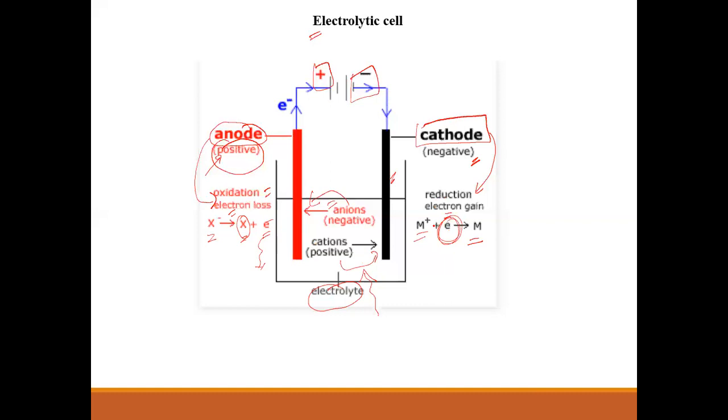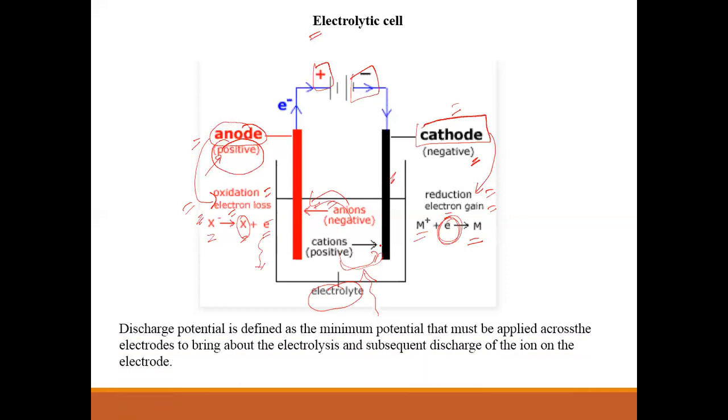So whenever we want to discuss the electrolytic cell, remember one thing. First, the anode is positive and the cathode is negative. At the anode, oxidation takes place, meaning loss of electrons. At the cathode, reduction takes place, meaning gain of electrons. Okay, negative ions will move towards the anode and positive ions will move towards the cathode.